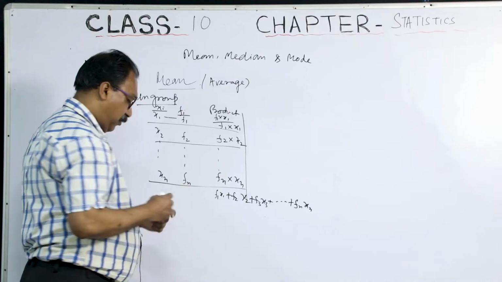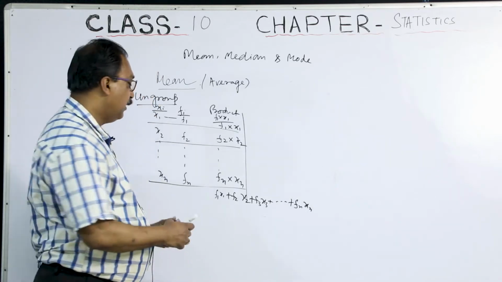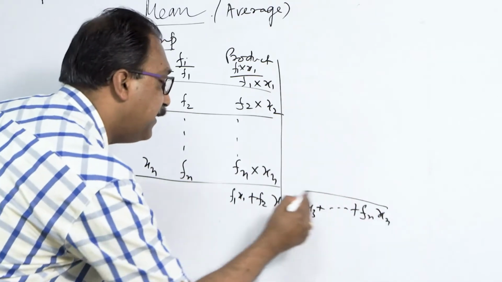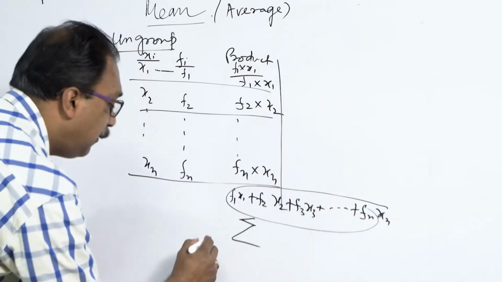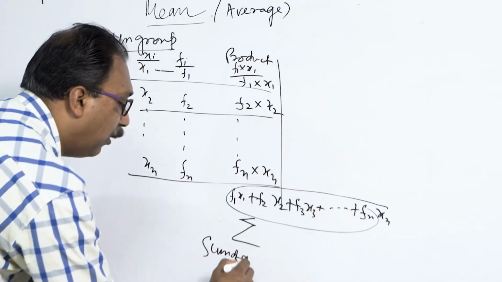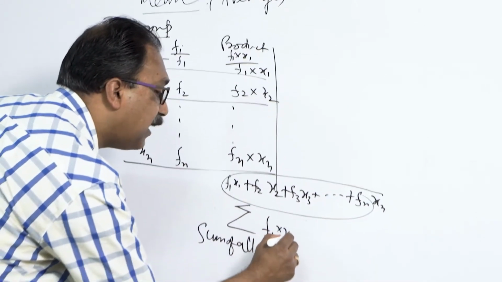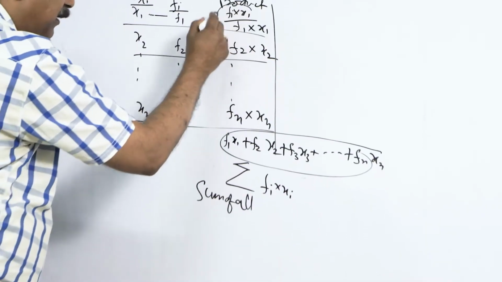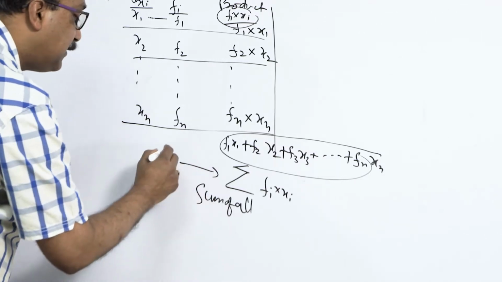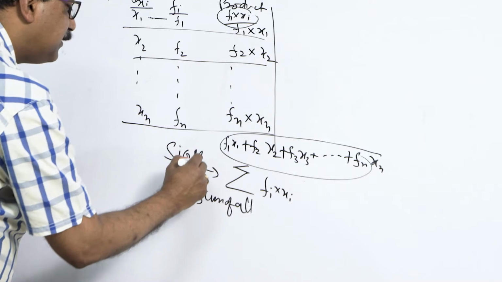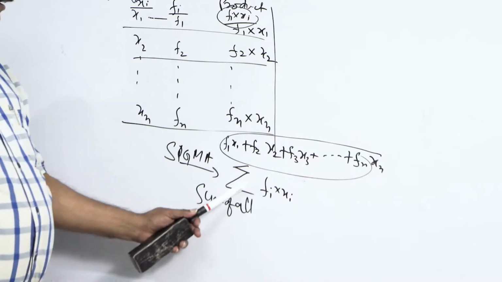See, this is space consuming, no? So in order to avoid this much space, you can come up with the short form. We can represent this with the symbol sigma, which means sum of all. Do you get it? Sum of all. So we can write sigma fi into xi, that is the sum of the products. The sum of the products we denote by sigma. The name of this symbol is sigma, and sigma denotes sum of all.